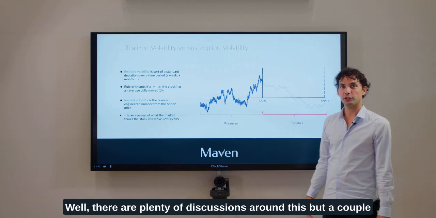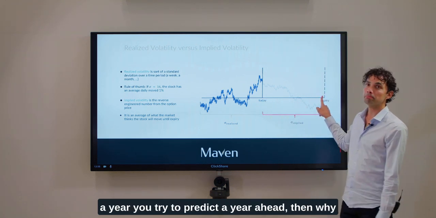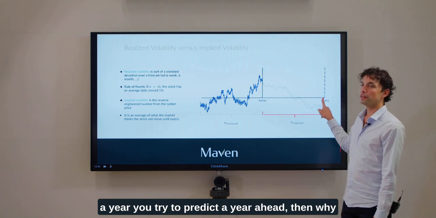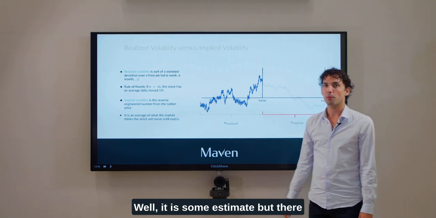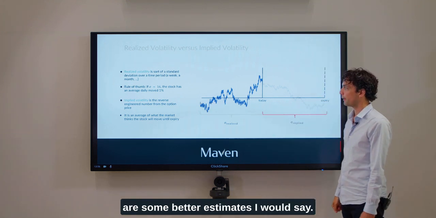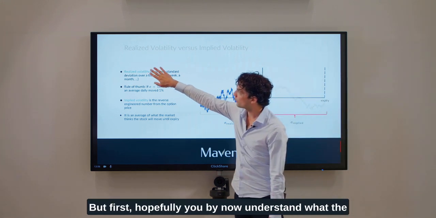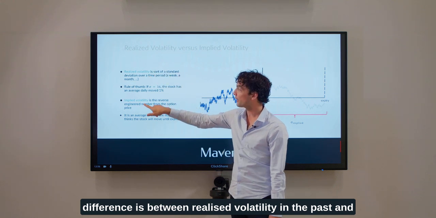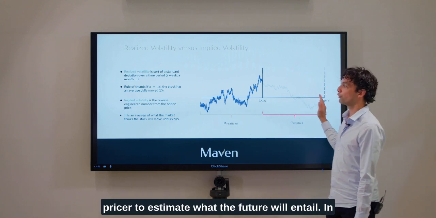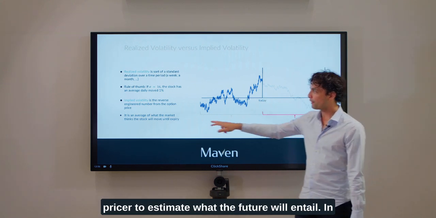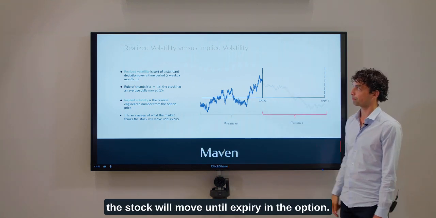So what do you think are factors that affect the implied volatility number? Well, there are plenty of discussions around this, but a couple of straightforward things are like, well, if this period would be a year, you try to predict a year ahead, then why not use the number from a year ago? Well, it is some estimate, but there are some better estimates, I would say. But first, hopefully you by now understand what the difference is between realized volatility in the past and the implied volatility number that goes into our option pricer to estimate what the future will entail. In fact, it's an average of what the market thinks the stock will move until expiry in the option.